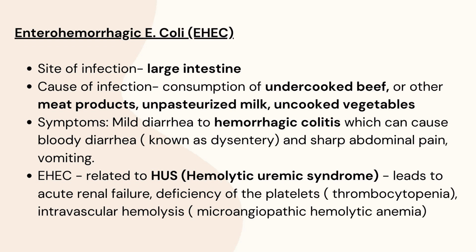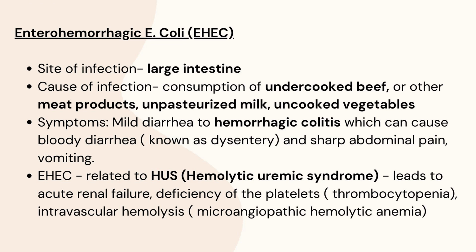Enterohemorrhagic E. coli. The site of infection is large intestine. The cause of infection is consumption of undercooked beef or other meat products, unpasteurized milk, or uncooked vegetables. This can lead to infections. Symptoms include mild diarrhea to hemorrhagic colitis. Hemorrhagic colitis can result in bloody diarrhea known as dysentery, sharp abdominal pain, and vomiting.